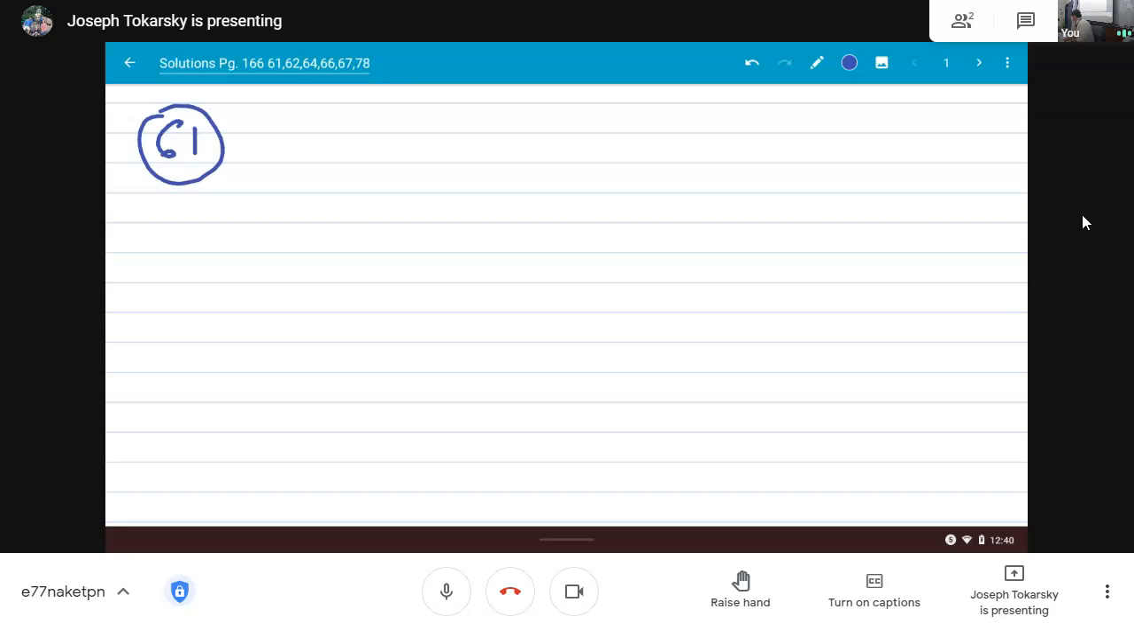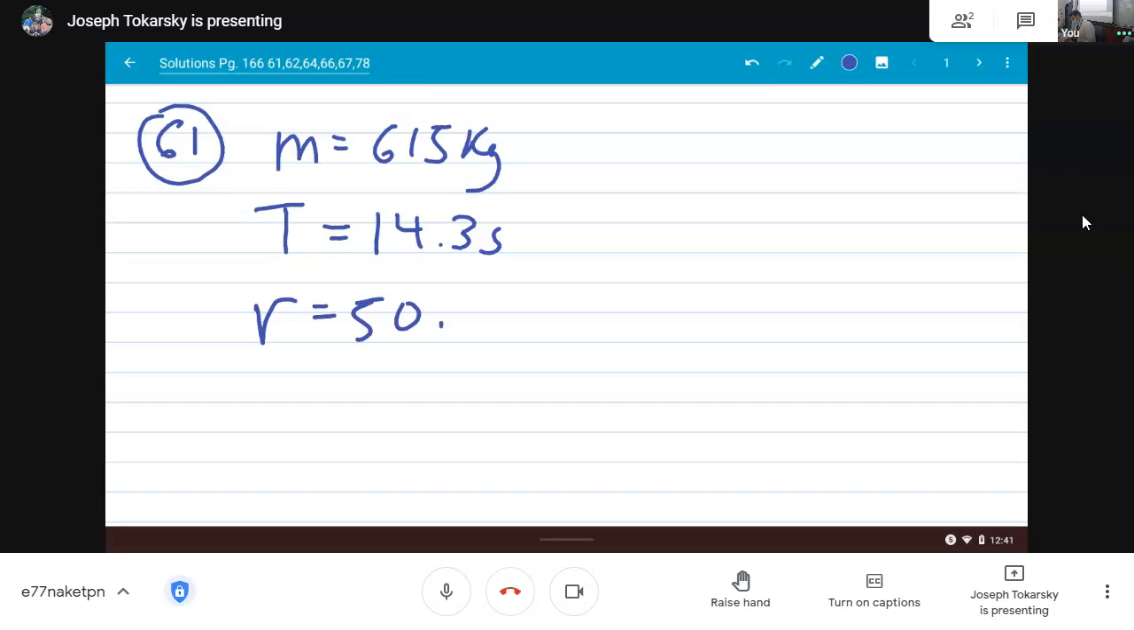All right, in 61, it says a car that is 615 kilograms completes one lap in 14.3 seconds, and one time around the circle is this special time we call the time period, big T. That's what 14.3 seconds would be. And the circular racetrack has a radius of 50 meters, so everything's given here. The car does move at constant speed. What is its acceleration as it goes around the track?